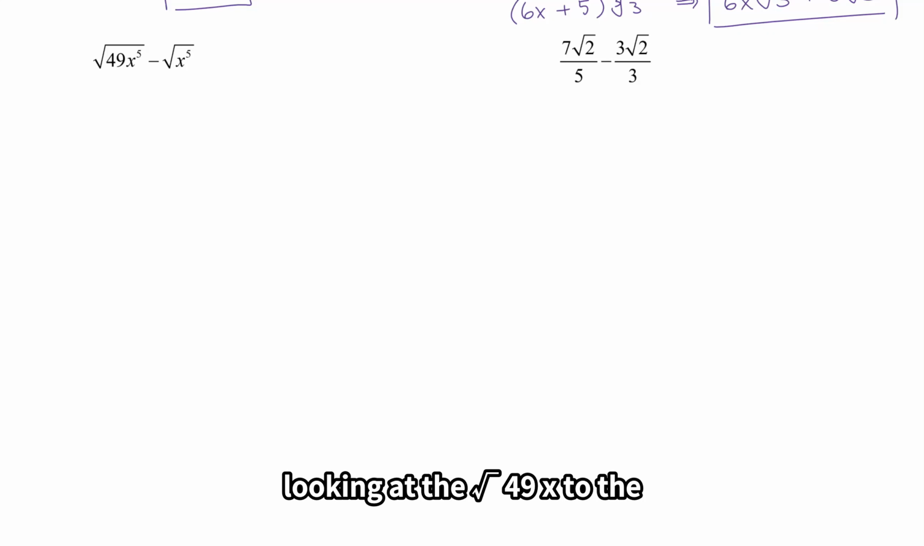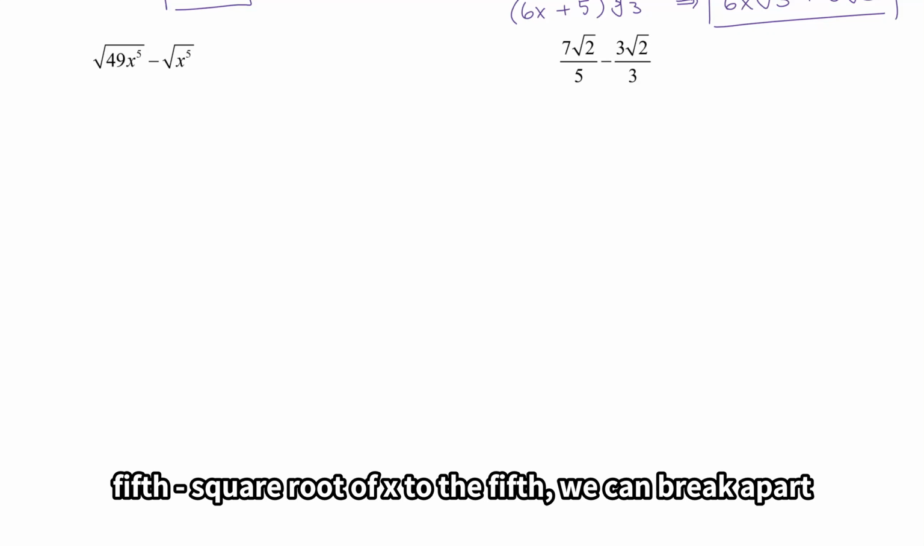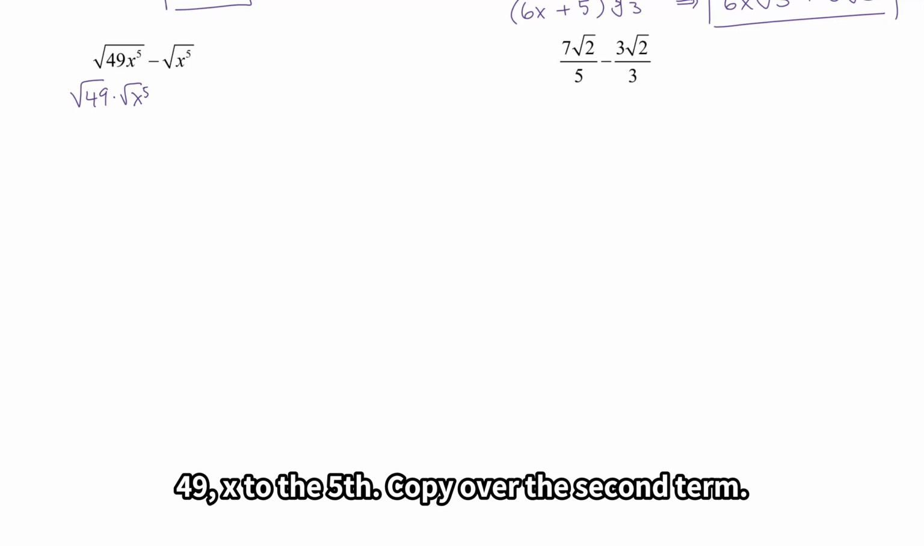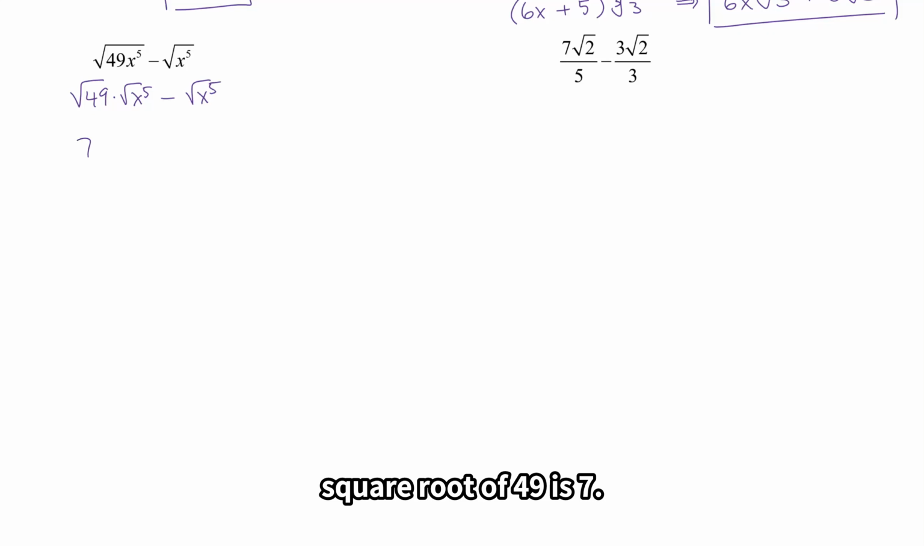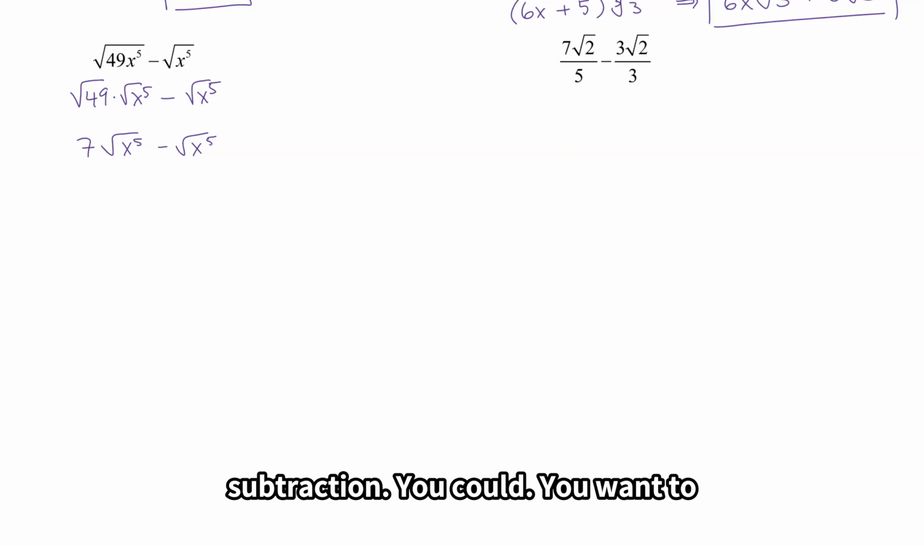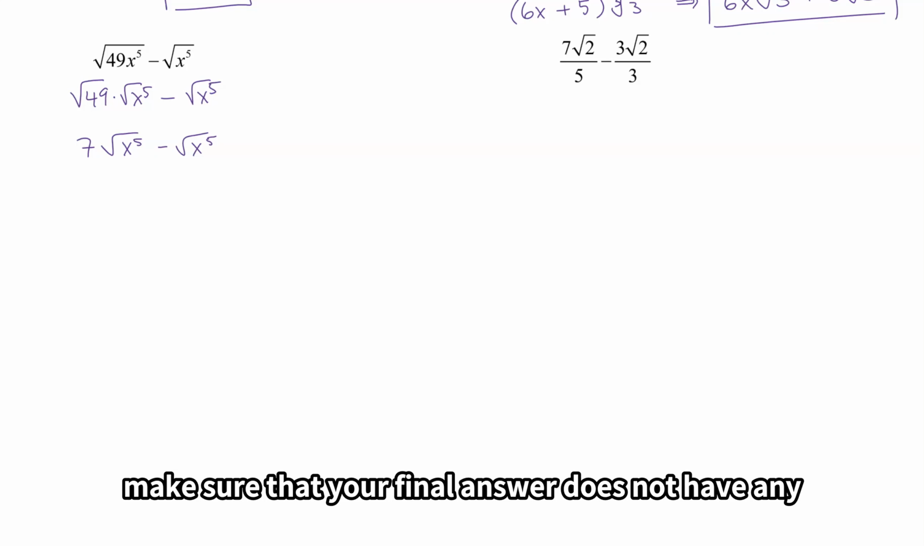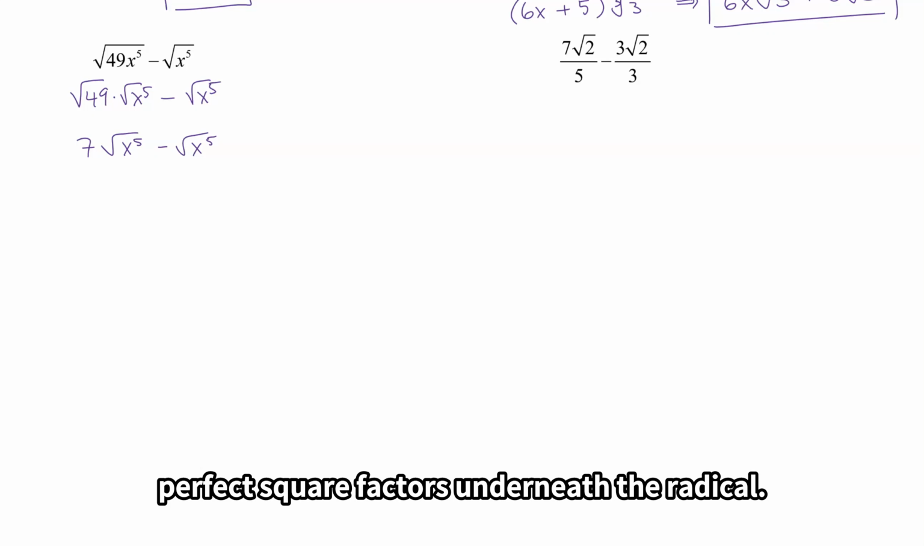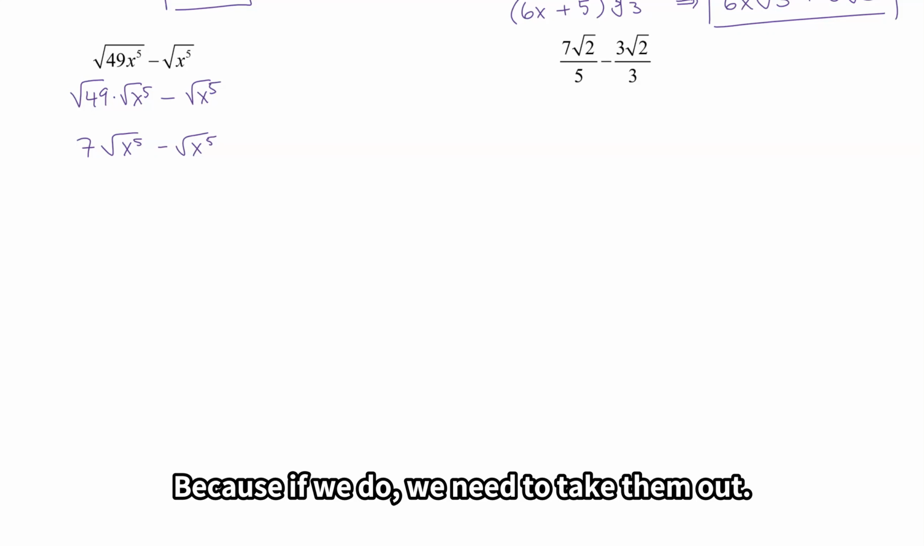Looking at the square root of 49x to the 5th minus the square root of x to the 5th, we can break apart the square root. Square root of 49x to the 5th, copy over the second term. Square root of 49 is 7. And you may be tempted right now to do the subtraction. You could. You want to make sure that your final answer does not have any perfect square factors underneath the radical, because if we do, we need to take them out.